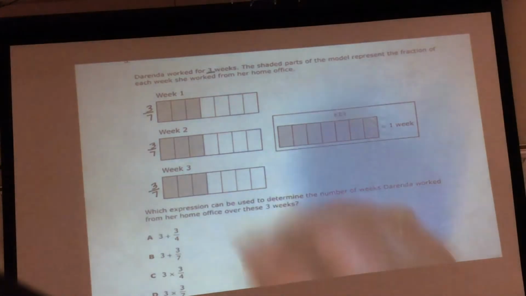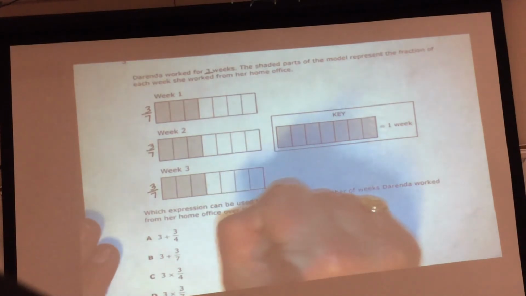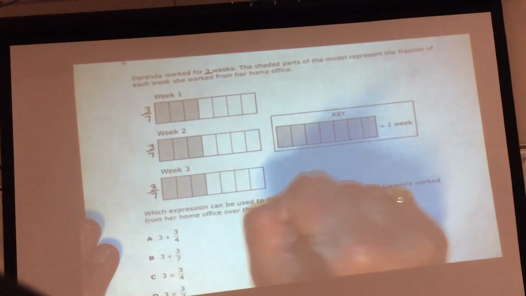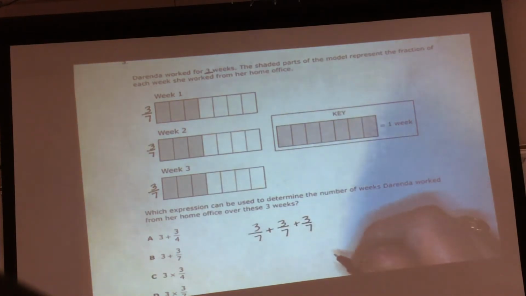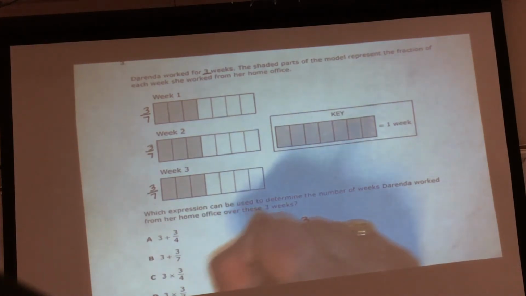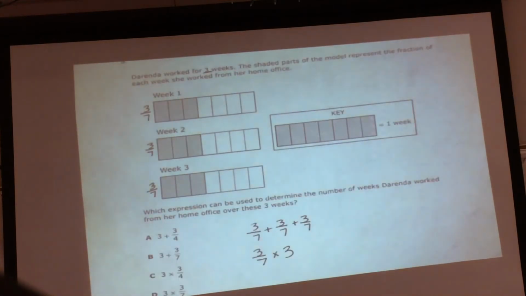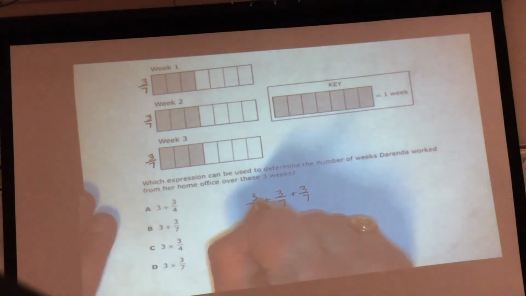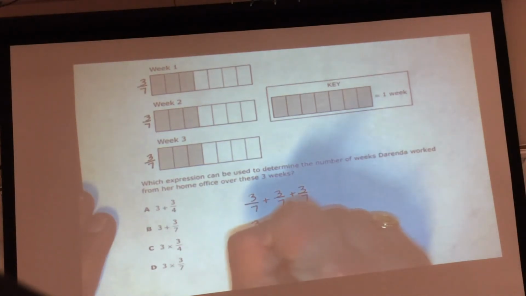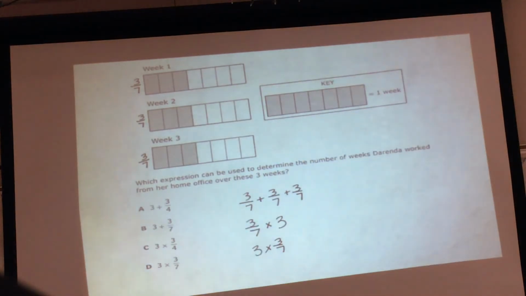So if it's the same, what could I do? I could add. I could do 3/7 plus 3/7 plus 3/7. 9/7. Okay, but what else could I do? You can multiply. What could I multiply? You can do 3/7 times 3. Okay. What else could I do? You can do 3 times 3/7. Yes, 3 times 3/7. Does order matter when you multiply? No. Does order matter when you add? No, it does not.